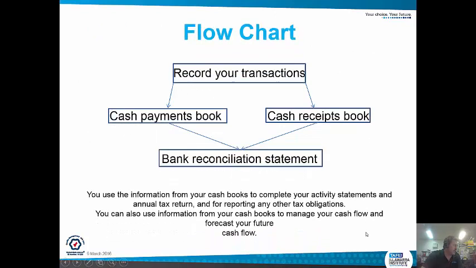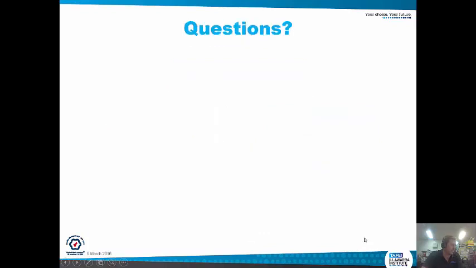A simple flow chart shows us how we work it out, as I showed before. So you record your transactions into your cash books, receipts or payments, and then you do a bank reconciliation as per your statement. I hope that helps.